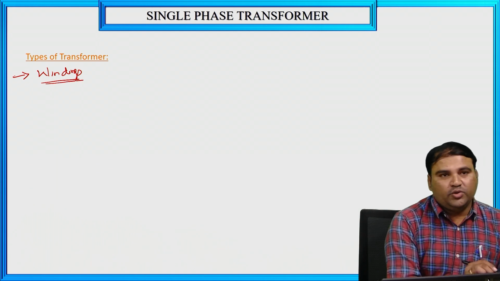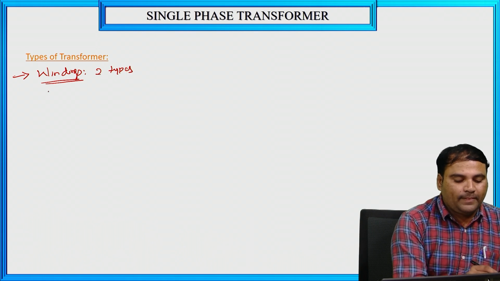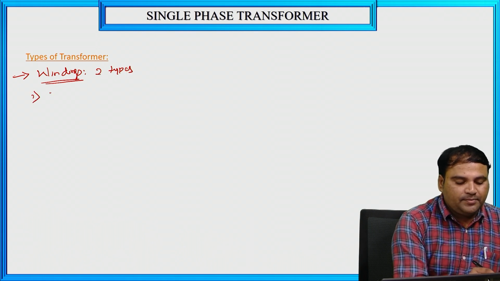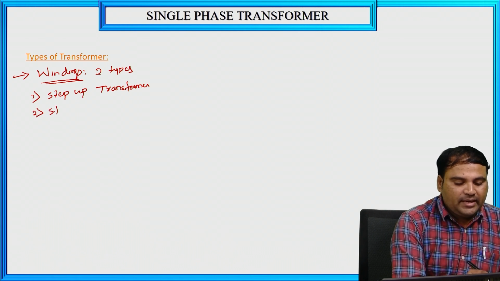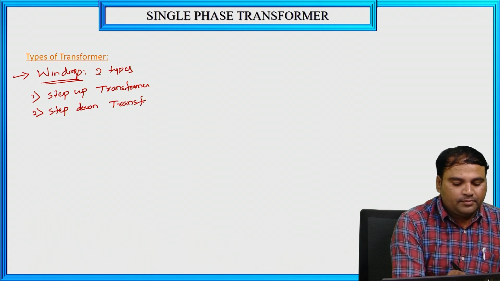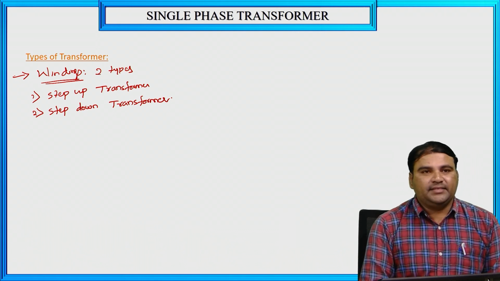We have two types of transformers. So the first one is step up transformer and the second one is step down transformer. This depends on the windings.